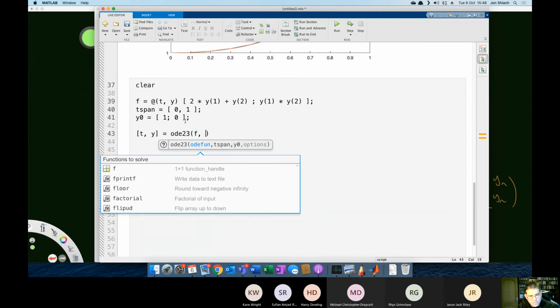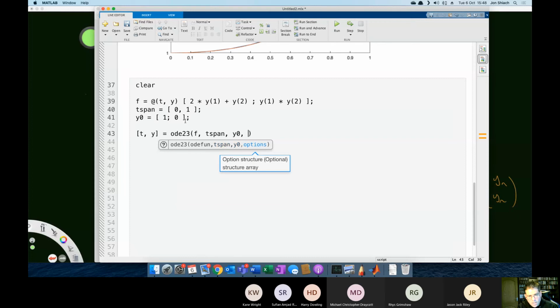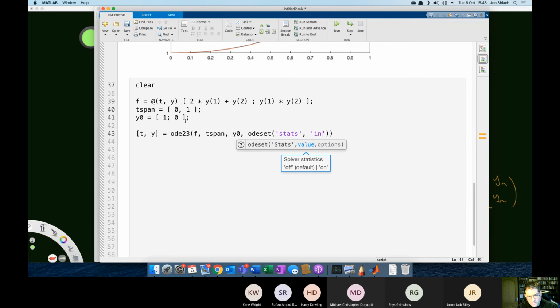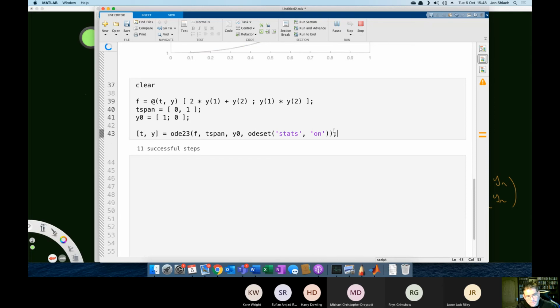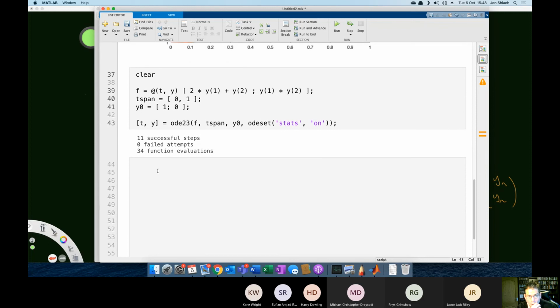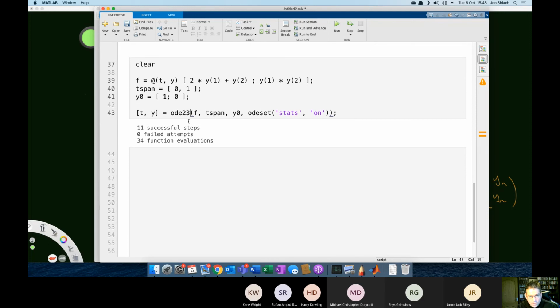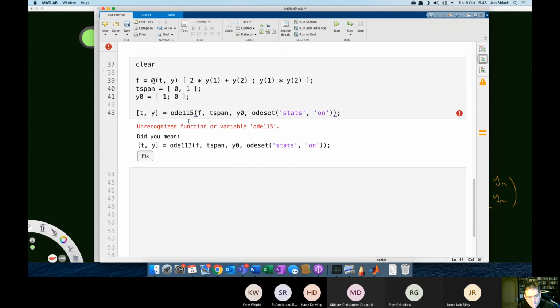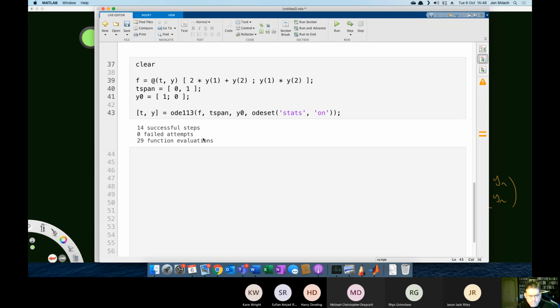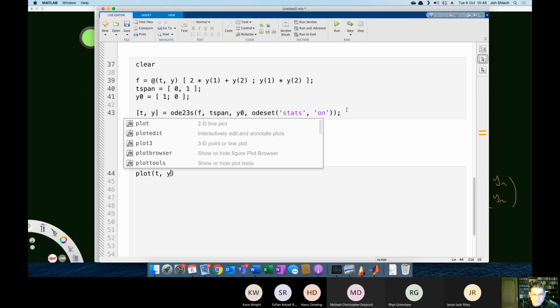ODE fun is F, T-span, Y0. And what I want to do is get it to output the stats. So ODE set is an option, and stats on means it's going to output the stats. Okay, so I'm going to run that. ODE23, wasn't it? I can't quite remember. ODE113. Trying to find one which is an implicit method. Here we go. Right. So actually, I can plot the solution now, can't we?